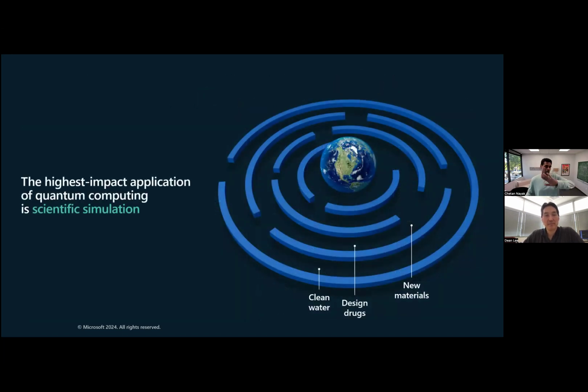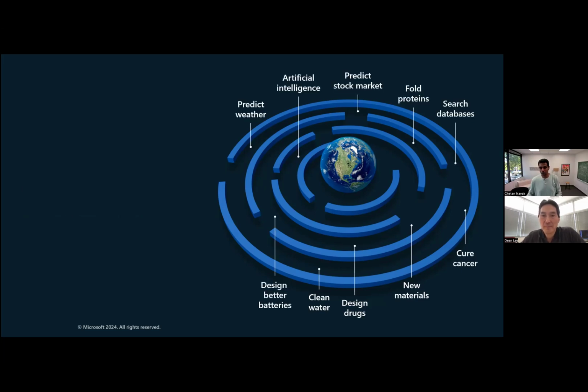So, oftentimes we hear that quantum computers are going to solve all these kinds of problems here: predict the weather, artificial intelligence, the stock market, protein folding, cure cancer, new materials, etc.